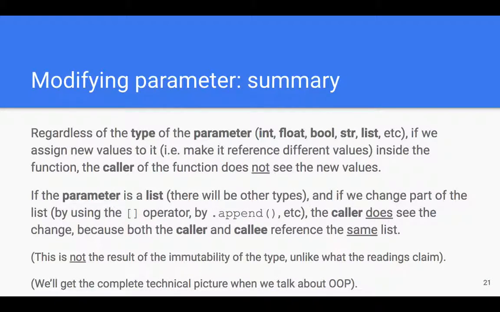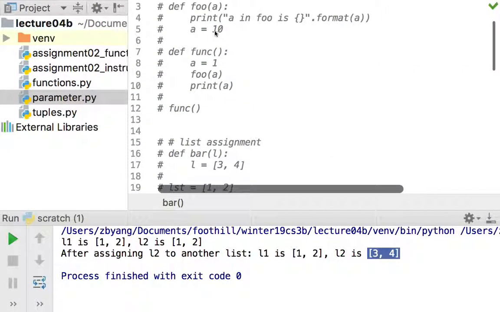Okay, so here's a summary of what we just did. Regardless of the type of the parameter of a function, whether it's int, float, bool, string, list, which is mostly what we learned up to this point, if we assign a new value to that parameter, which means it references a different value, the caller of the function will not see the new values. That's what the several examples that we've shown here.